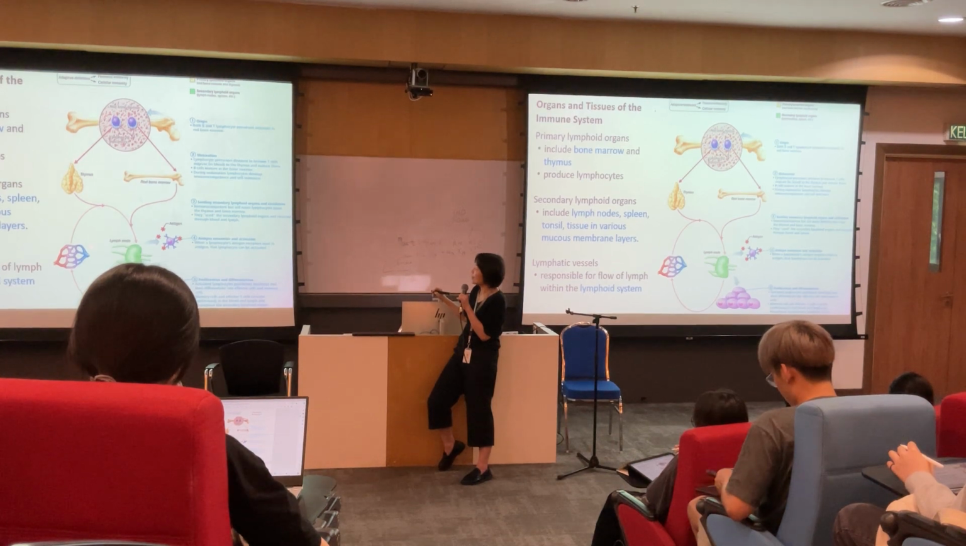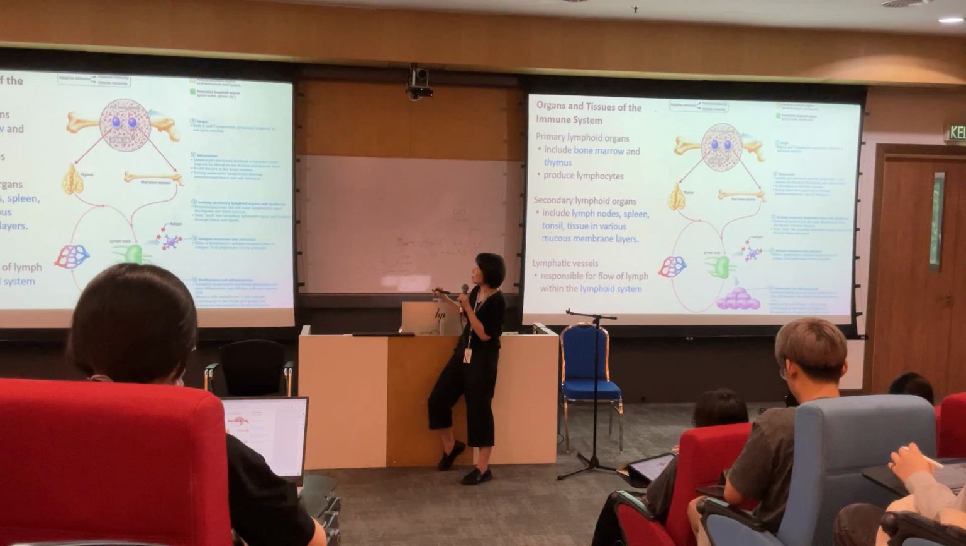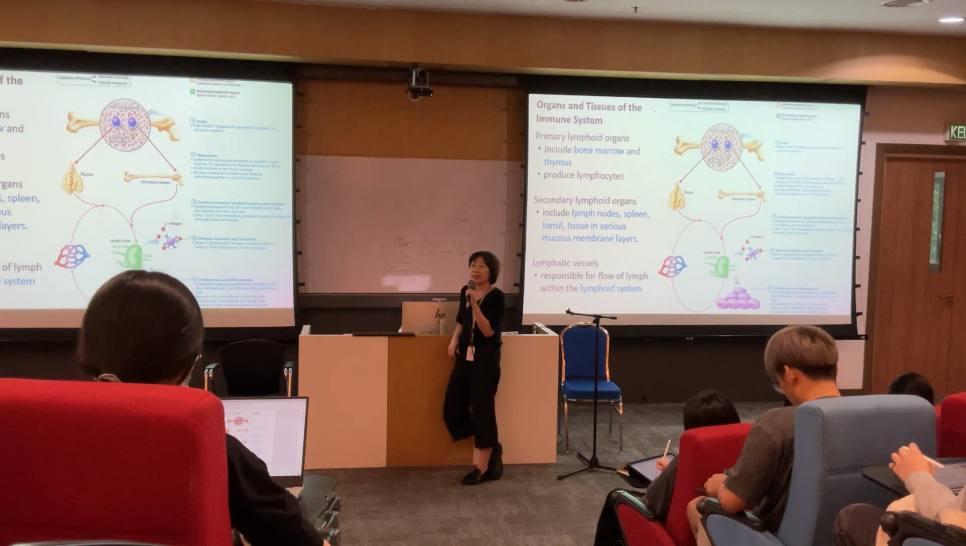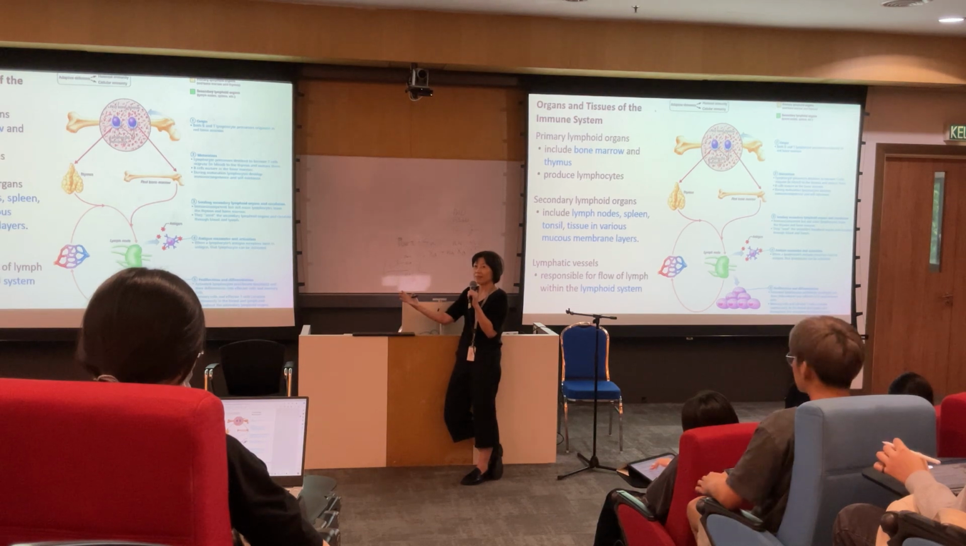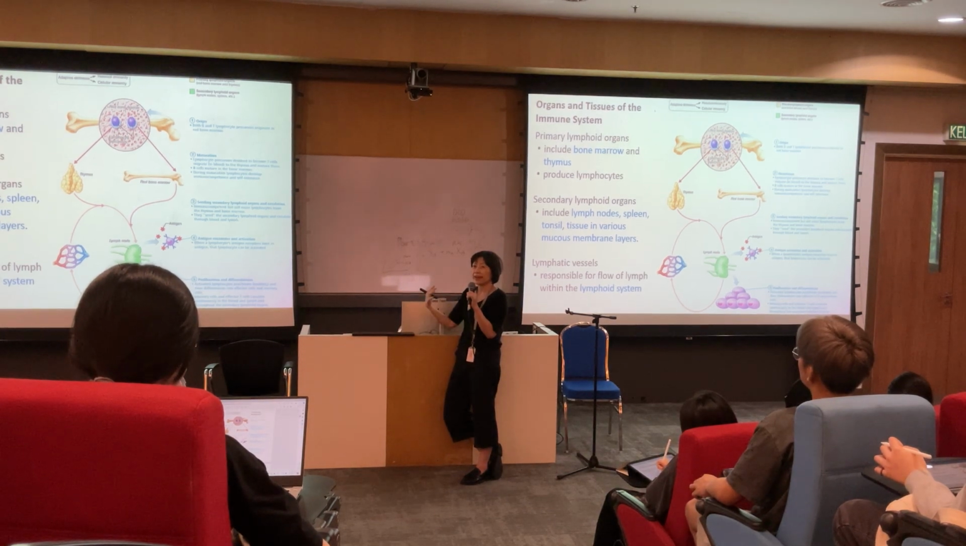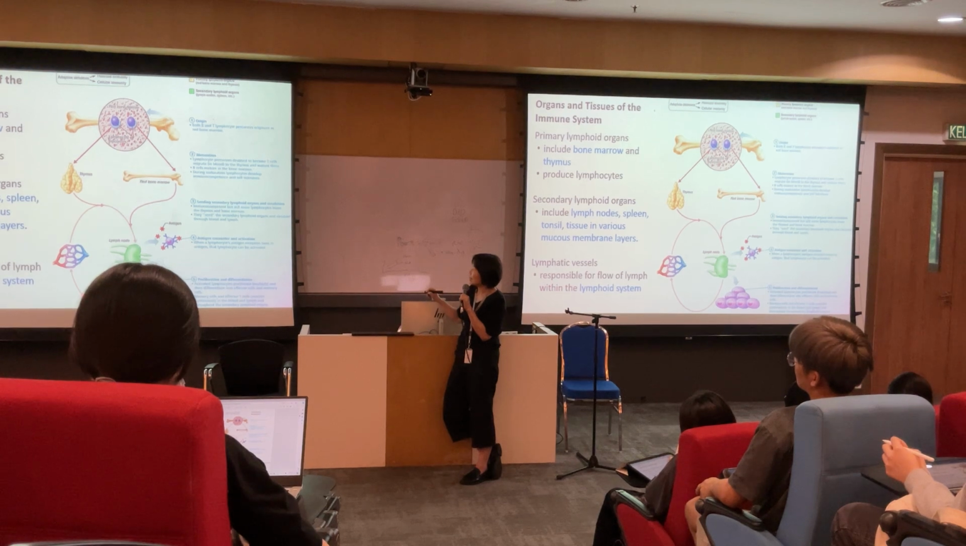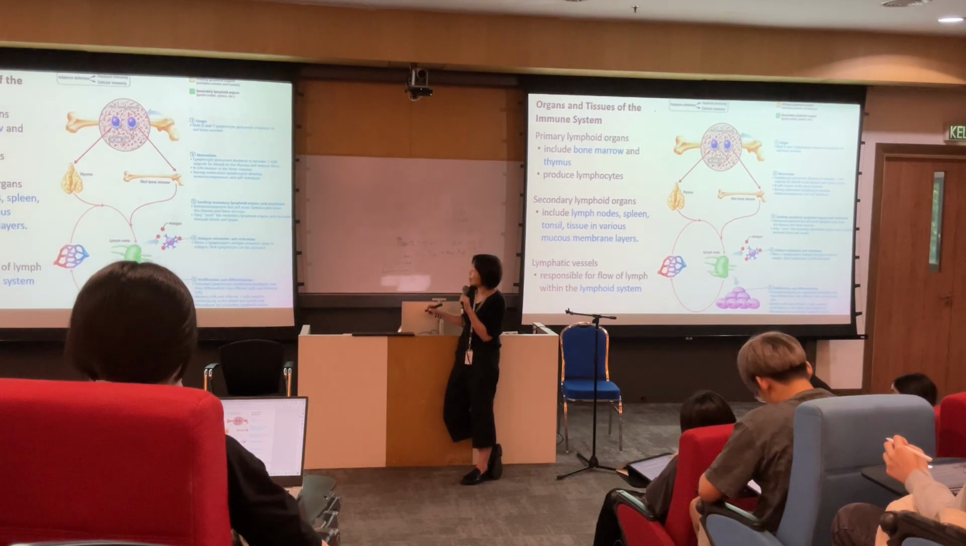Why are they important? Why do we call them secondary? Because T cells and B cells are going to be activated there. They are activated and then expand. Expand means they proliferate a lot and differentiate. That is the activation. Maturation happens in the primary, and activation in the secondary lymphoid organs.